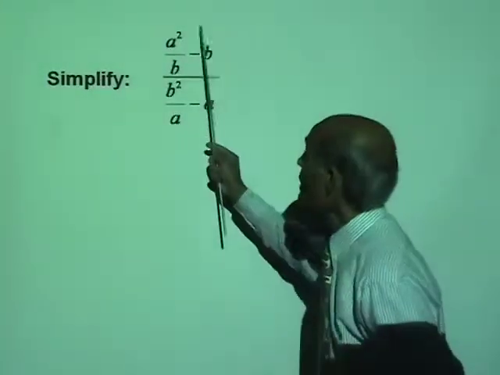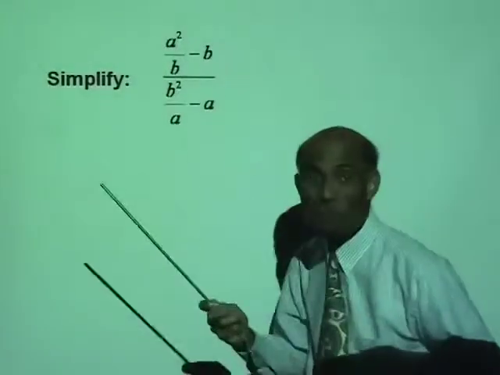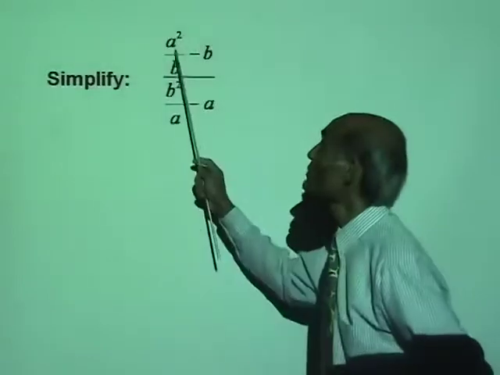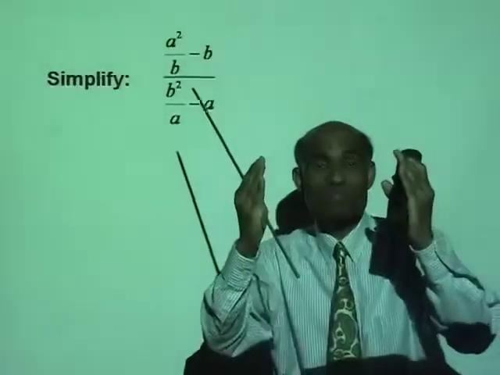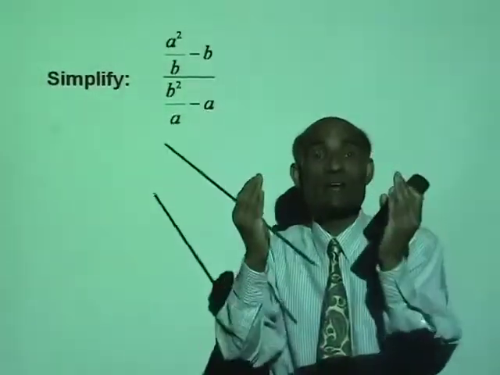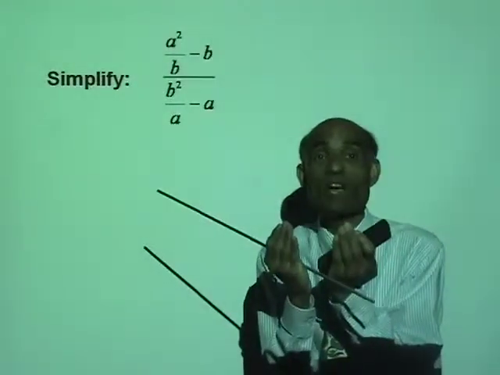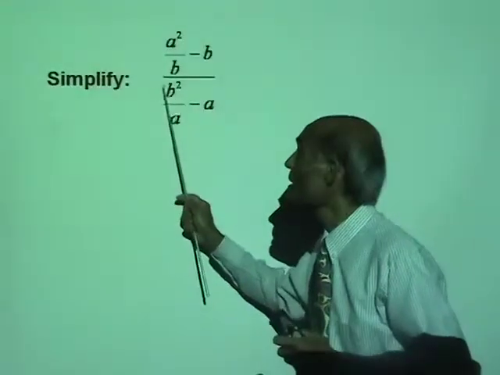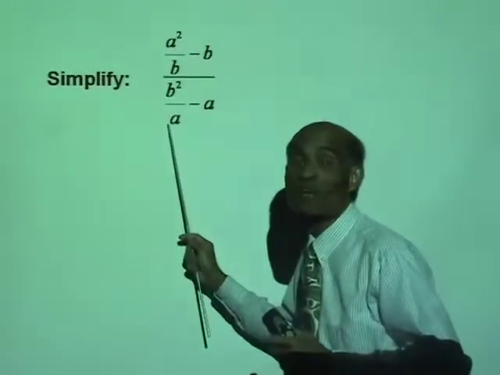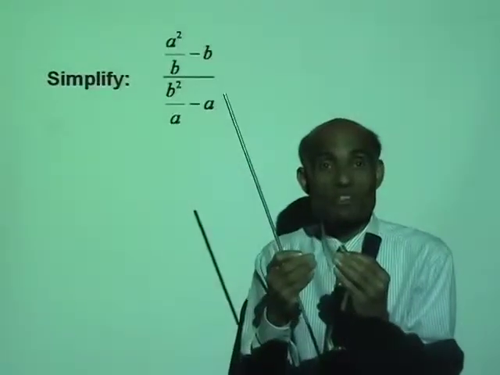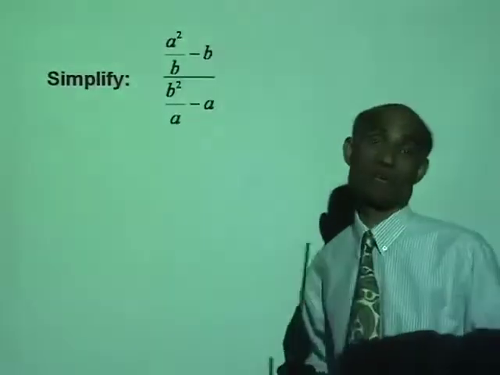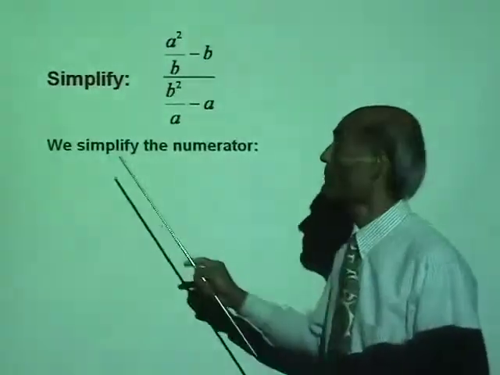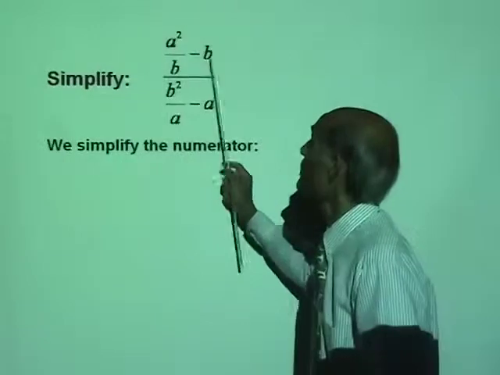Now, is this numerator a simple fraction? No, it is not. It is the difference between two numbers. We need to reduce that into a simple fraction. How? By taking the common denominator. Similarly, we need to reduce the denominator to a simple fraction by taking a common denominator. Alright, let's do that by taking one at a time. We simplify the numerator first.